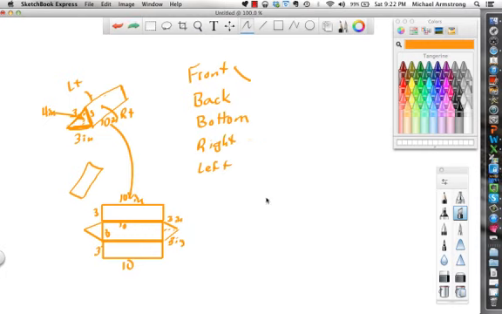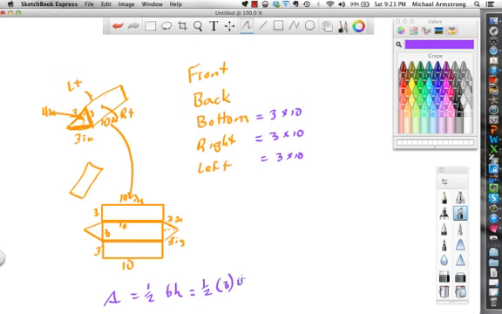Let's change colors here to keep it interesting. The bottom is 3 by 10, which is 30. The right is 3 by 10, which is 30, and the left is 3 by 10. Now it's these front ones that we have to kind of work at. Remember that the area of a triangle is 1/2 base times height, and the base is 3, so it's 1/2 times 3, and the height is 4. And 1/2 times 4 is 2, 2 times 3 is 6, so it's 6 inches squared for the front.